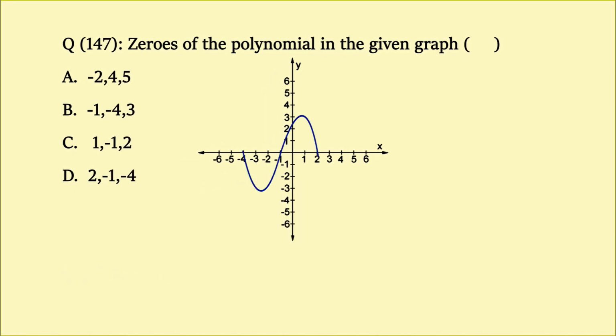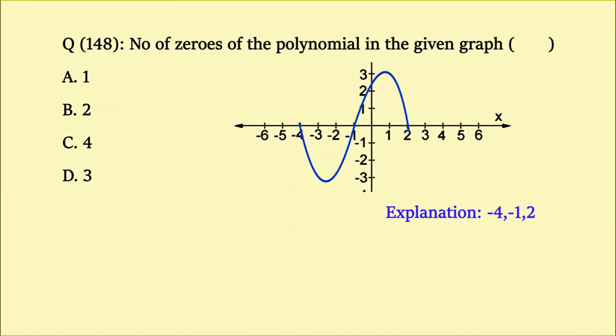Question number 147. Zeros of the polynomial in the given graph. As you see, the graph intersects the x-axis at 3 points, those are minus 4, minus 1 and 2. So D is the right answer. Question number 148. Number of zeros of the polynomial in the given graph. As you see, the curve intersects the x-axis at 3 points, minus 4, minus 1 and 2. So 3 is the right answer. So the right answer is D.